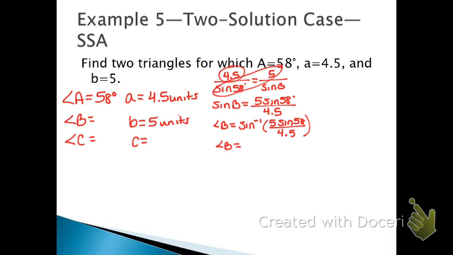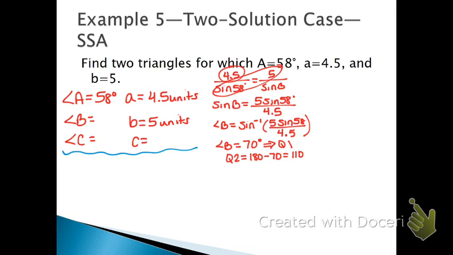Alright. Okay, so what'd you get for angle B? 70 degrees. Okay, approximately 70 degrees. But 70 degrees is in quadrant 1. And we know that because they gave us one angle, then we need to check for that second triangle. So we need to look for that quadrant 2 angle. And how do we find it? 180 minus the 70, which is 110.